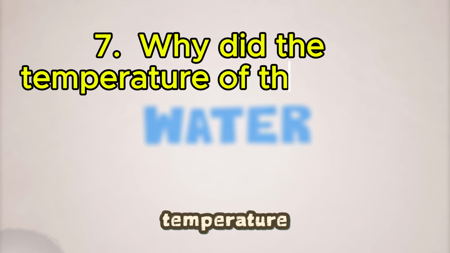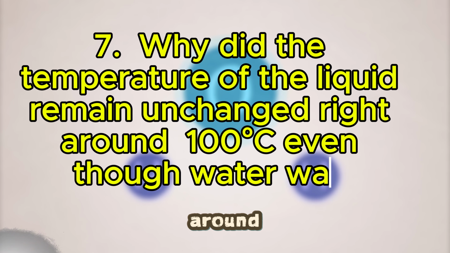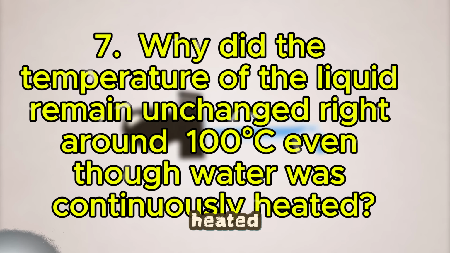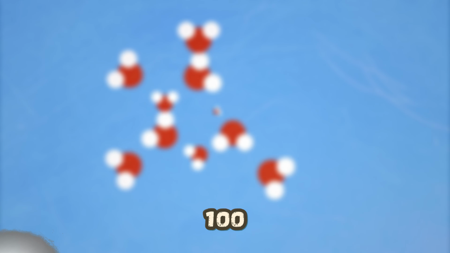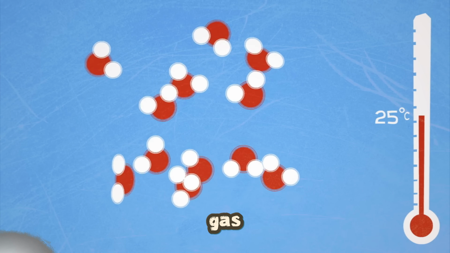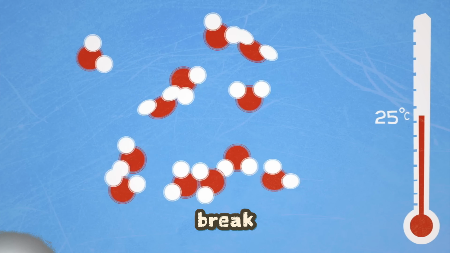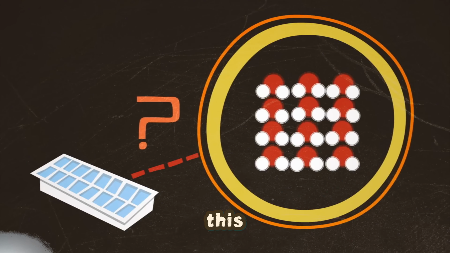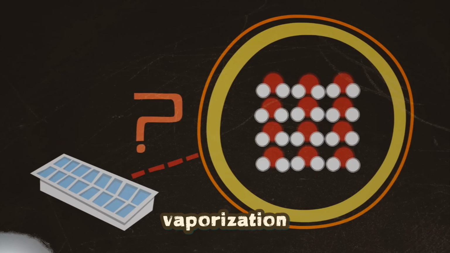Why did the temperature of the liquid remain unchanged right around 100 degrees Celsius even though water was continuously heated? At 100 degrees Celsius, water undergoes a phase change from liquid to gas. The added energy is used to break intermolecular bonds rather than increase temperature. This is called the latent heat of vaporization.